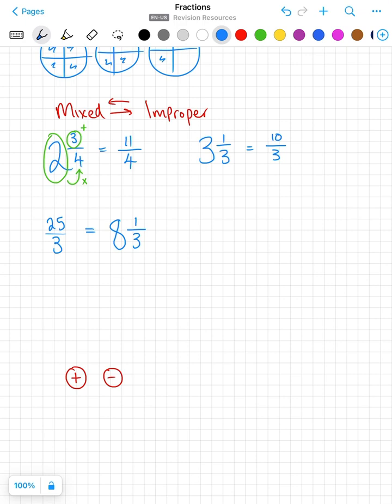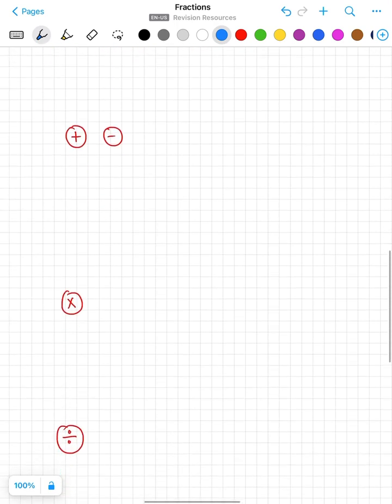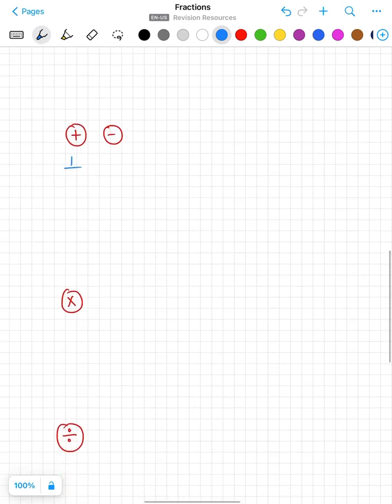The reason why we need to do this is because if you are adding, taking away, multiplying or dividing with fractions and they give you a mixed number fraction, you need to first convert that to an improper fraction. So first let's look at adding and subtracting. So back to our pizzas.